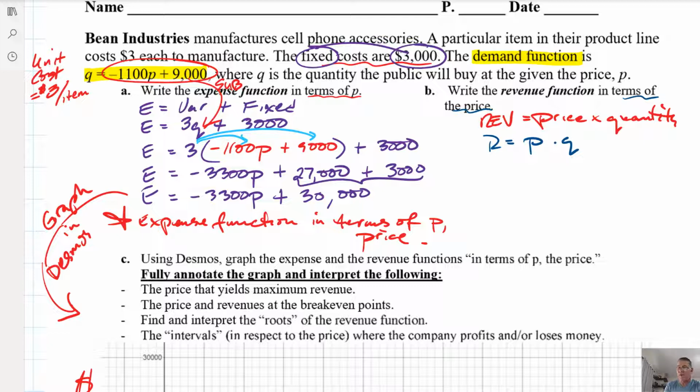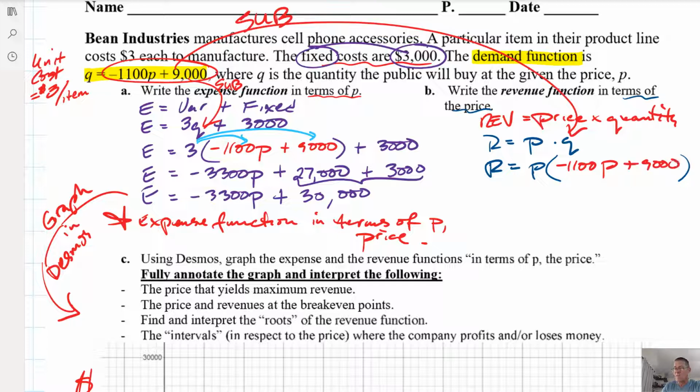So what I have to do is take the demand function and substitute it in again. So I have to do two substitutions. I had to substitute into the expense function to get it in terms of P. I had to substitute into the revenue function to get it in terms of P. I'm using two different substitutions to get both functions in terms of P. And notice that I keep on saying the same thing because it's that important. So revenue R is equal to P times all of Q. Now Q, once again, look right here. I did it earlier. It's negative 1100 times P plus 9,000.